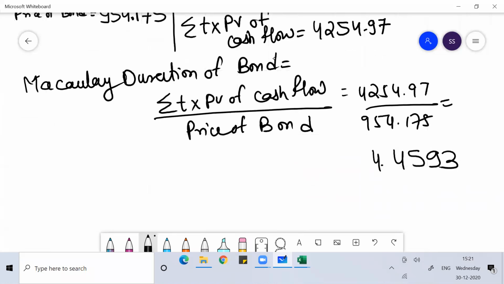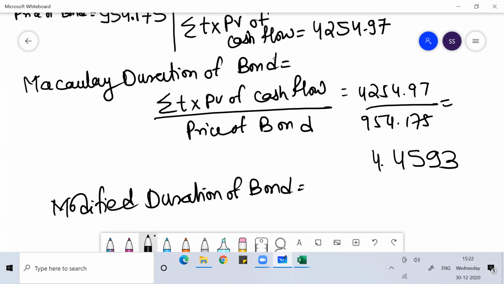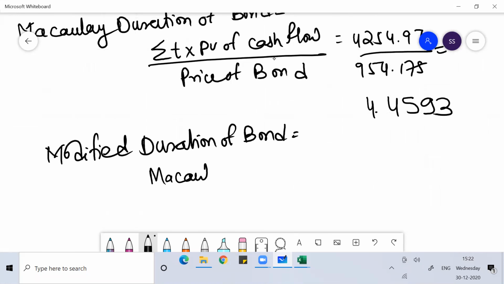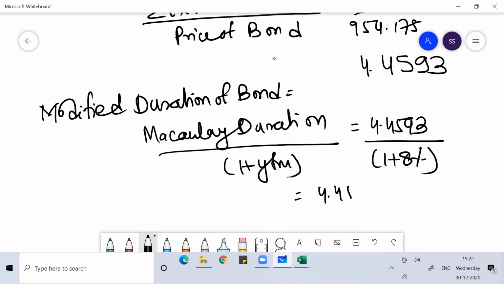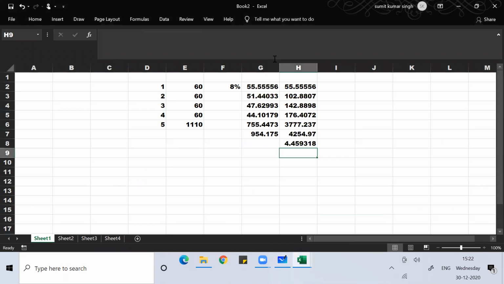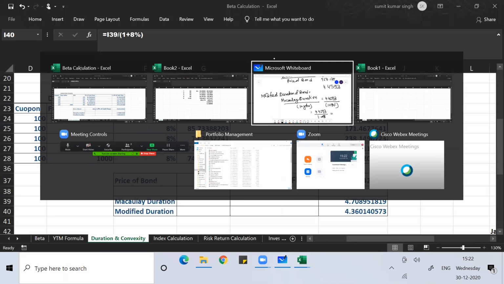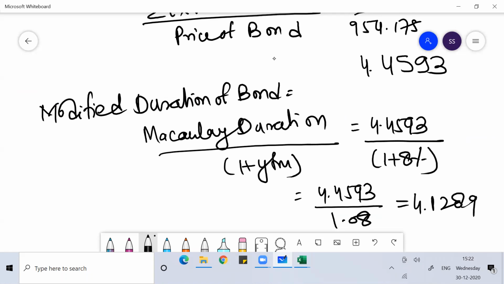So once you get the Macaulay duration of the bond, you want the modified duration. The modified duration of the bond is equal to the Macaulay duration divided by 1 plus YTM. That is 4.4593 divided by 1 plus 8%, that is 4.4593 divided by 1.08, which is 4.1289. That is the modified duration of the bond.